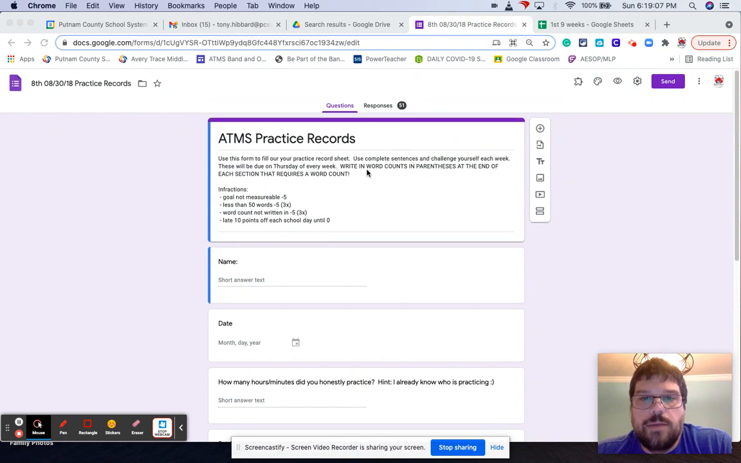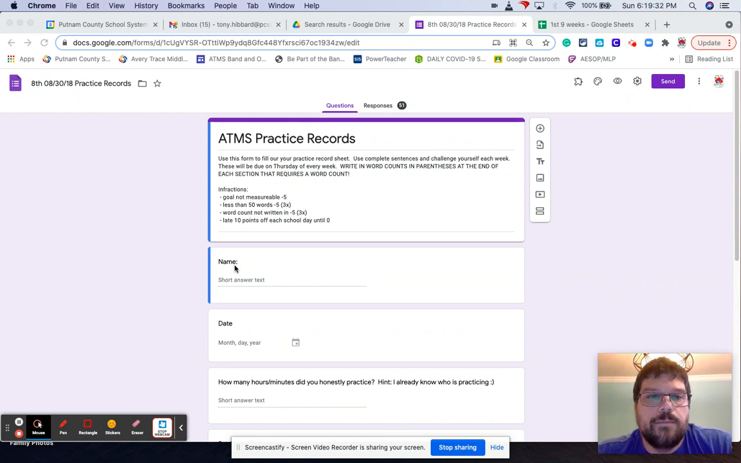Certain ones had word counts at the end of each answer, and I told them to put them in parentheses for each section that required a word count. Then I had certain infractions, and with most of this, it was just following directions. If they did everything the way they were supposed to, they got 100. If they missed anything, then we went from there.